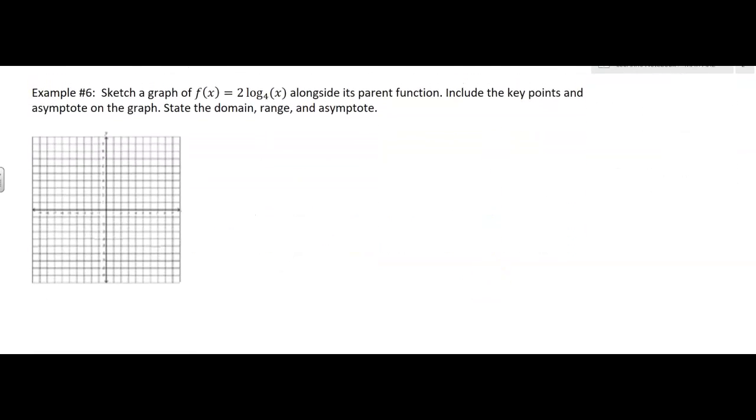Sketch a graph of, and they give us this function, 2 times log base 4 of x alongside its parent function. So let's get the parent function. The parent function would be g of x equals log base 4 of x. Now, I'm going to go ahead and do a table of values here, just a little one.